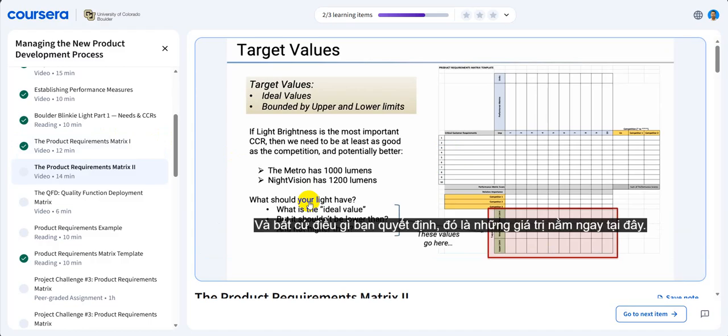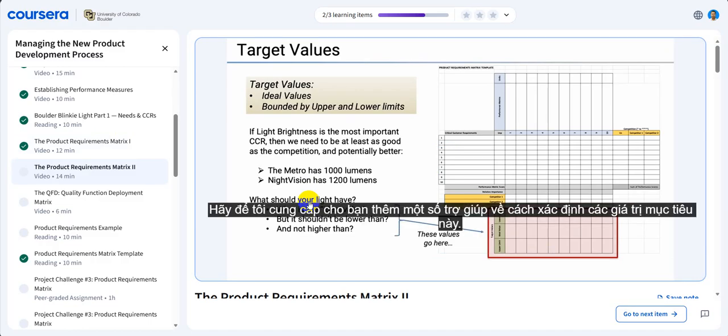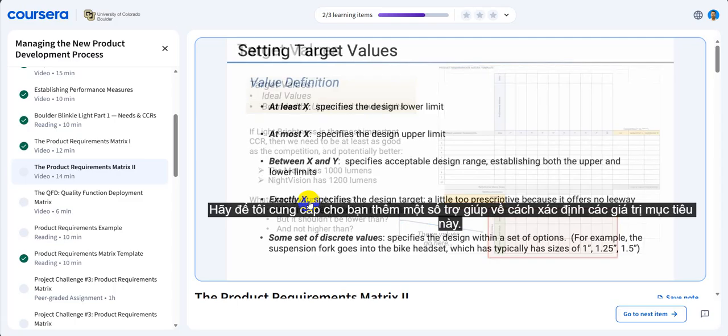And whatever you decide, those are the values that go right here. Let me give you some more help on how to define these target values.